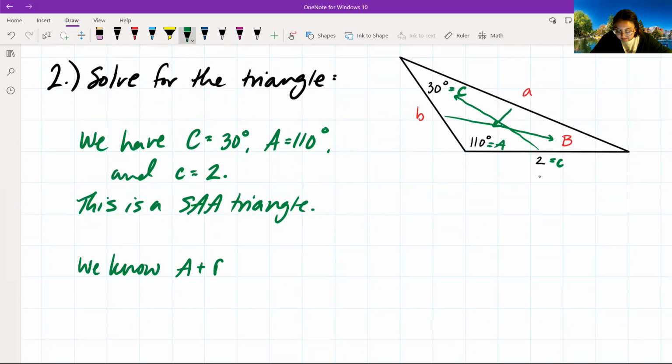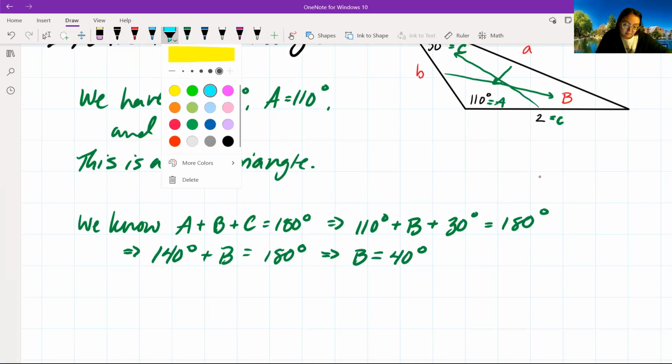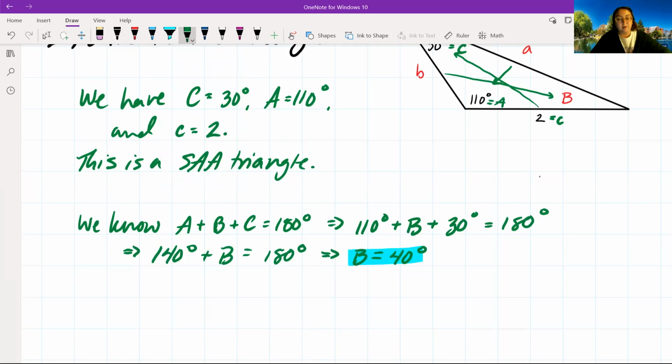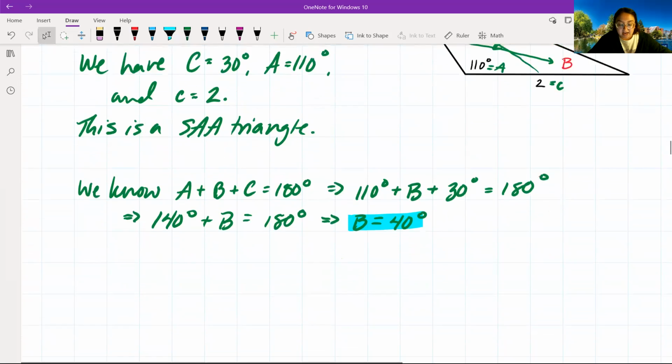that angle A plus angle B plus angle C is equal to 180 degrees. And we know our angle A is 110 degrees, and our angle C is 30 degrees. So this means that we have 140 degrees plus B is equal to 180 degrees, which gives us that B is equal to 40 degrees. All right, so this is not one of our final answers, but it is one of our answers. We have our angle B measurement that we wanted, and now we want to solve for lengths A and B.